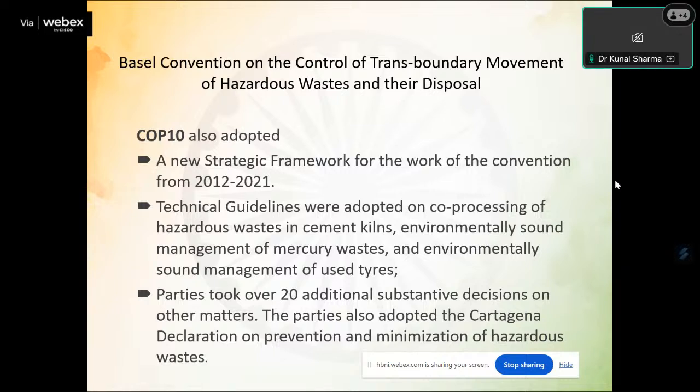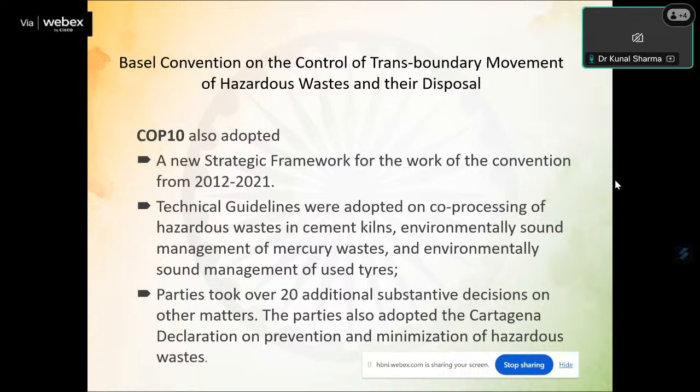Again, when COP10 was adopted, a new strategic framework for the convention from 2012-21 was developed. Technical guidelines were adopted on co-processing of hazardous waste in cement kilns, environmentally sound management of mercury waste, and environmentally sound management of used tires. So you can focus upon all these new parameters which have come into existence in the past 2 or 3 decades, as the number of tires produced and the amount of carbon material released have grown. So all these things are there.